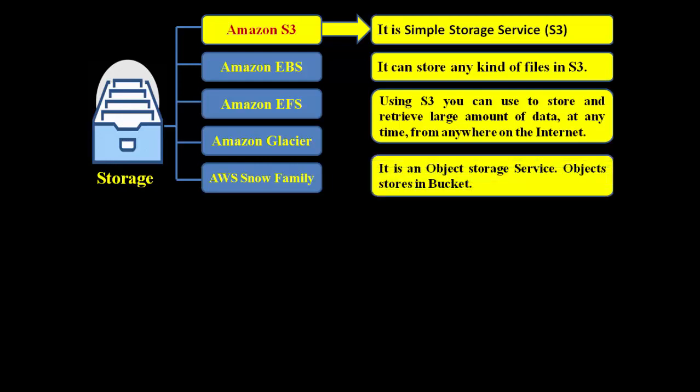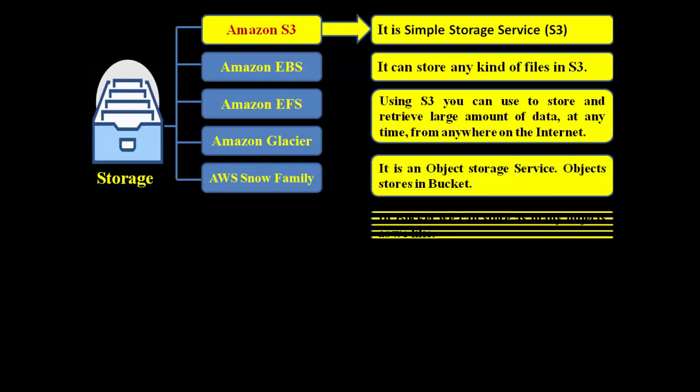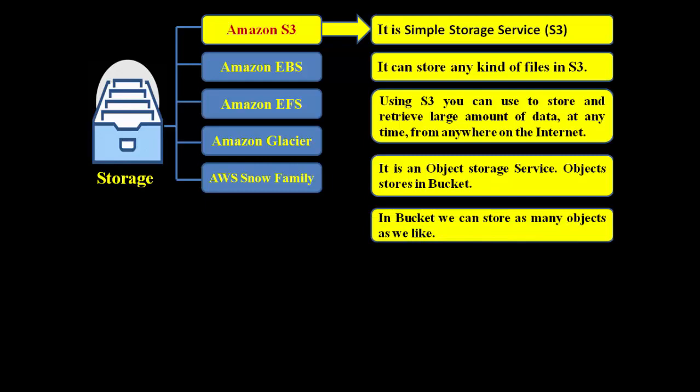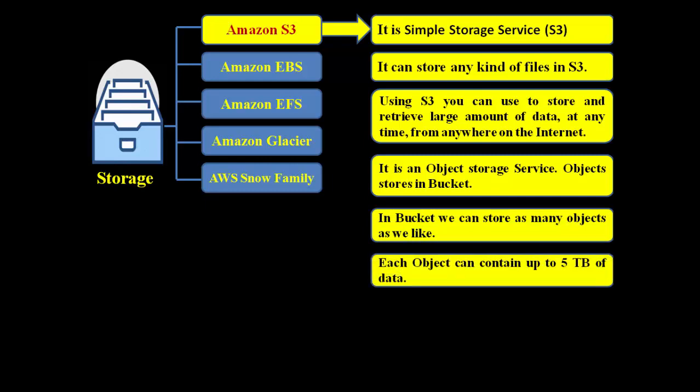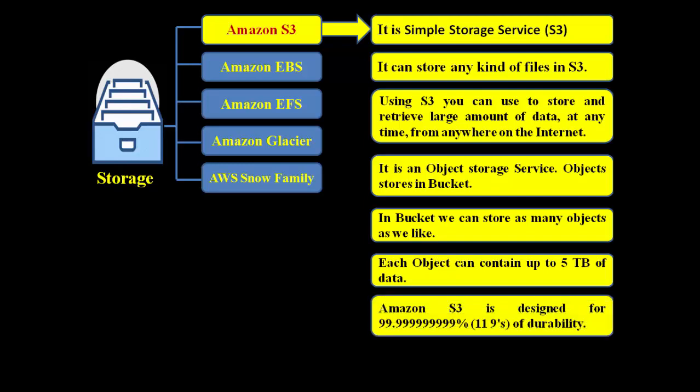It is an object storage service. Objects are stored inside a bucket, and in a bucket we can store as many objects as we like. Each object can contain up to 5 TB of data. So now you can assume that we can store a large amount of data in S3. Amazon S3 is designed for 99.999999999%, that is 11 nines of durability. It means that once we store data inside AWS, our data will remain as it is forever, so whenever it is required, we can get the data.